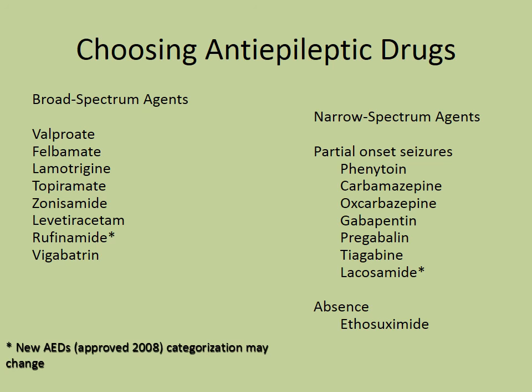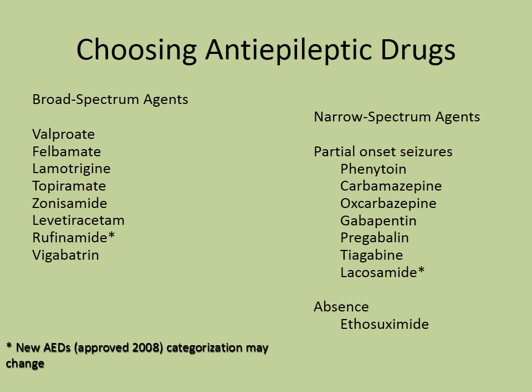So choosing a drug, they're basically classified as either broad spectrum, kind of like an antibiotic, or more narrow or partial agents. Broad spectrum agents are useful usually in the treatment of both primary generalized seizures and partial seizures. Partial agents are used for the treatment of partial onset seizures, and usually are not used in primary generalized seizures, and they can actually potentially exacerbate some seizure types. So it does take a lot of knowledge to pick out the medication.